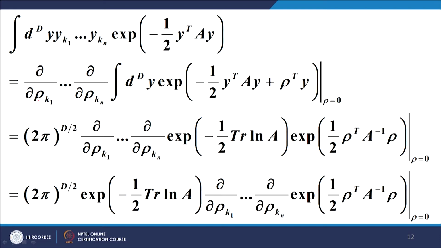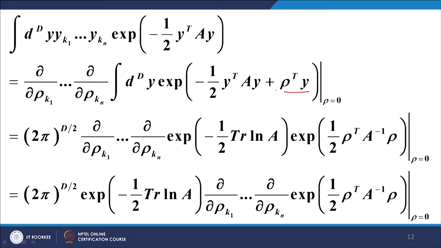When d by d rho k 1 operates on this, it gives you this integral again, and it differentiates this exponent, and when it differentiates this exponent, it pulls out that particular quantity. What is the coefficient of rho k 1? In this particular expression, the coefficient of rho k 1 will be nothing but y k 1 from this quantity.